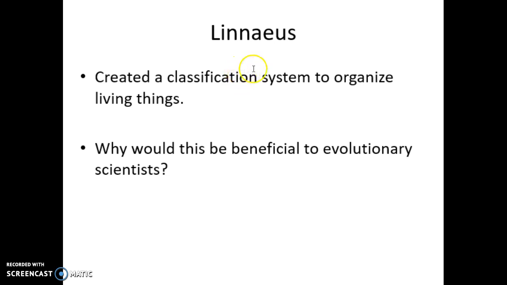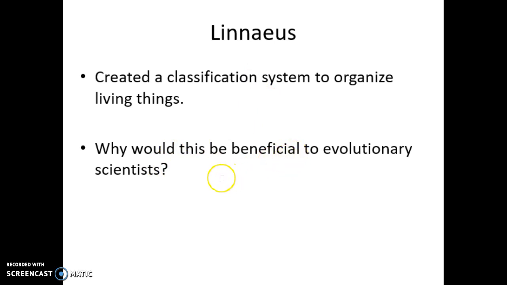Now, when we look at the naming system, we can actually show relation using the first name. So we have Homo sapiens, we're Homo sapiens. Other living things that would be related to us would be like Homo neanderthalis, which would be the Neanderthals. They're no longer around today. That's a primitive human being, but it does illustrate that we have a relation with them based on the same first name, Homo. So how would this be beneficial to evolutionary scientists?